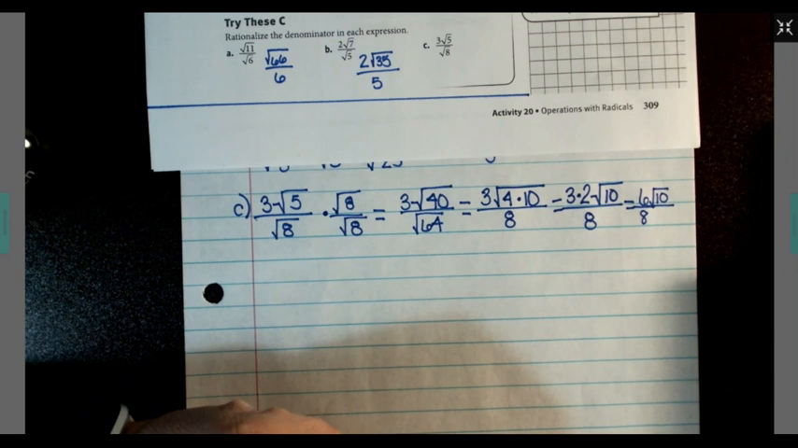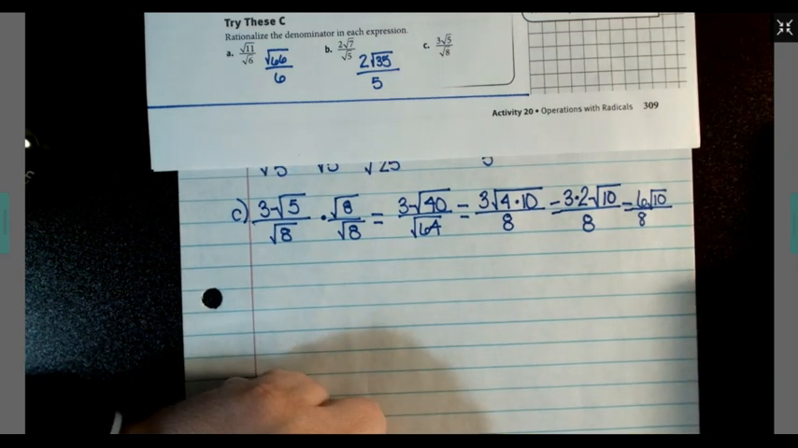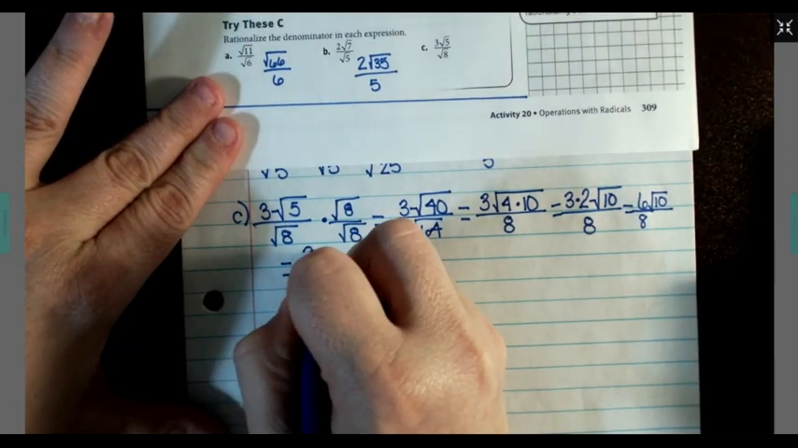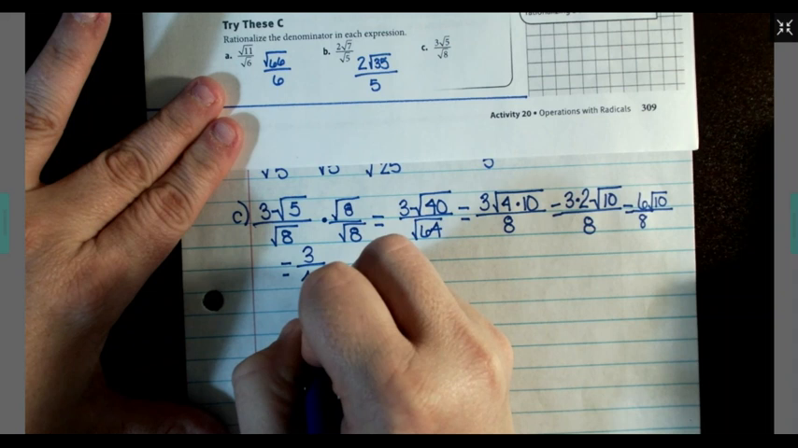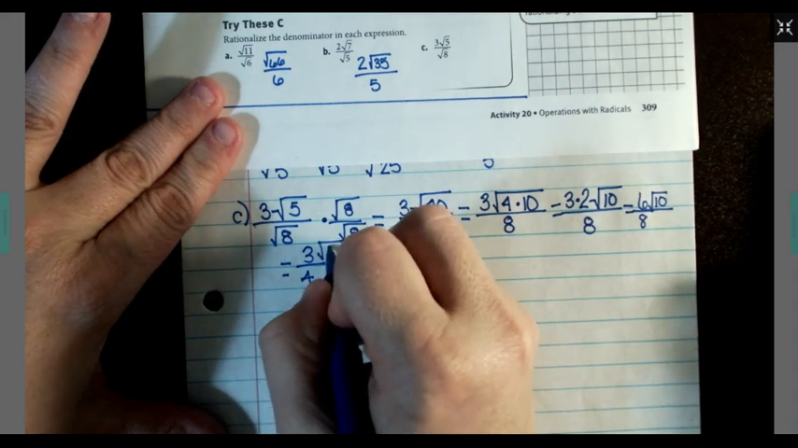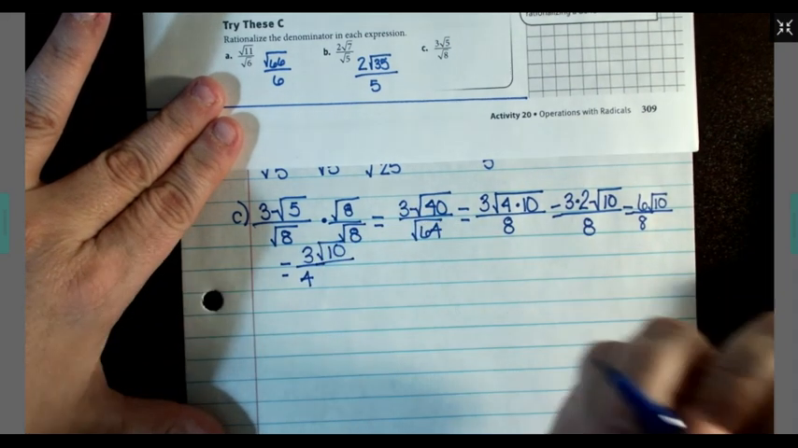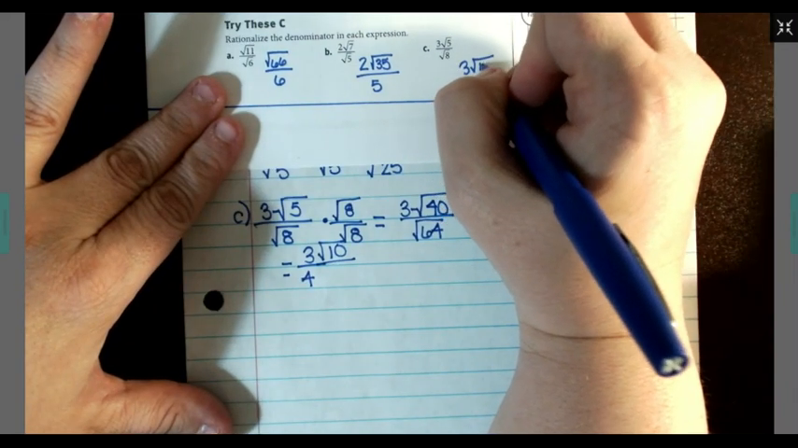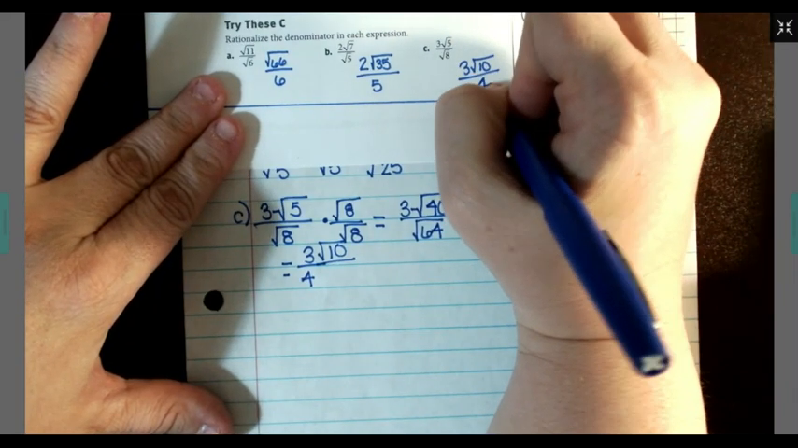But we can simplify this even more. What number goes into both 6 and 8? 2. So my final answer is actually 3 over 4 and the square root of 10 in the numerator position. So that was 3 square root of 10 over 4.